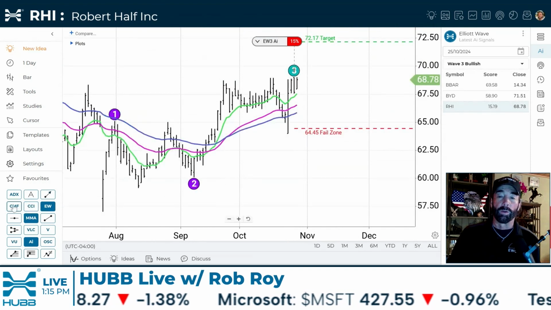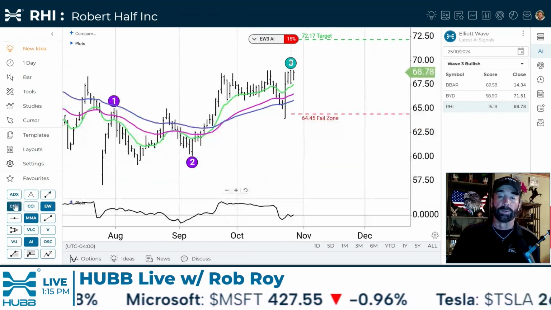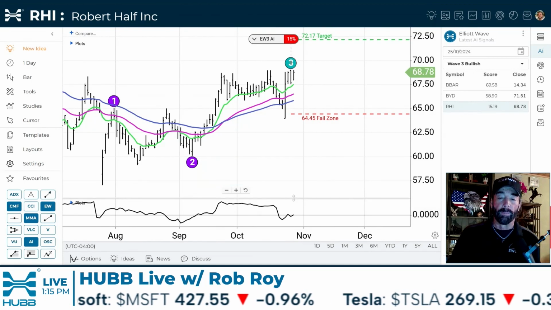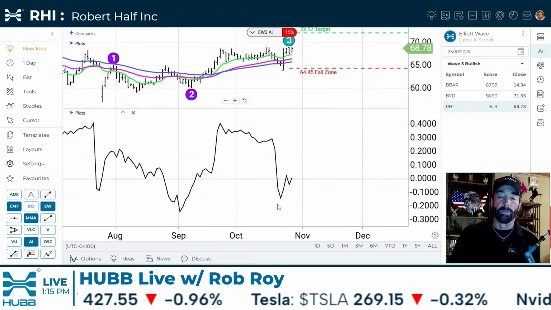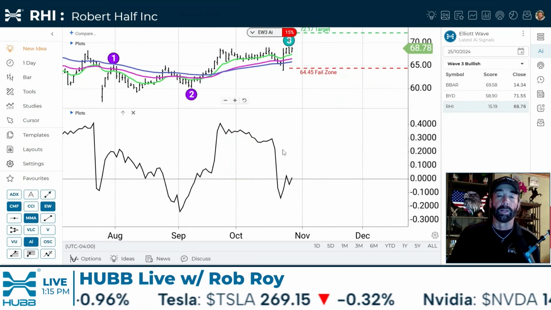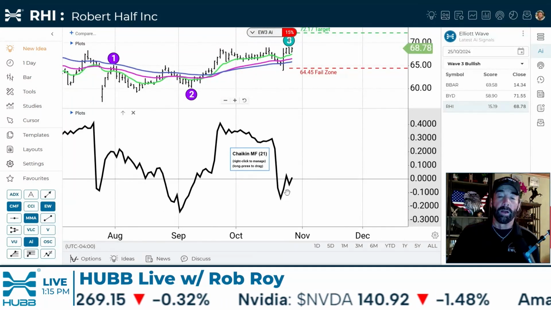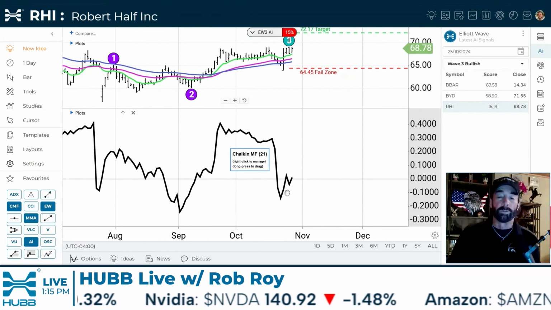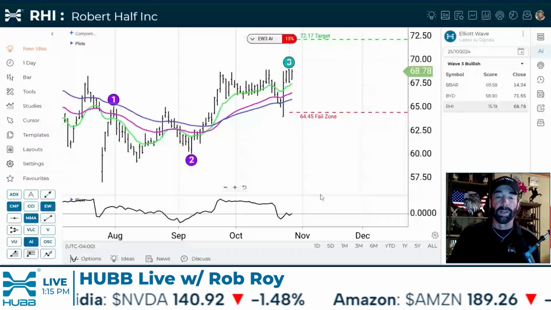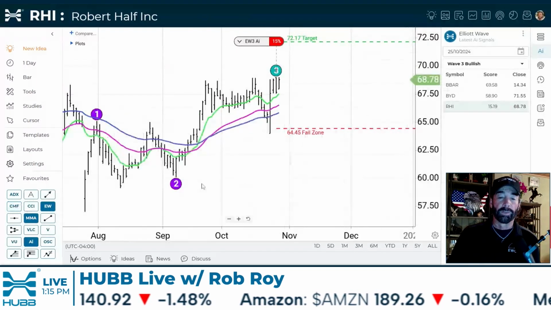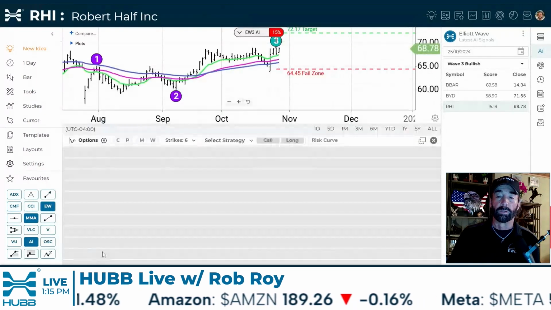And then if we were going to want to fade something, we'd want to see is there divergence in that CMF. That's what you look for out of the CMF, is divergence on money and what the actual chart is showing you. There's a little bit of a tick up. So I don't feel too good about fading this one. But let's take a look and see what the options would look like.